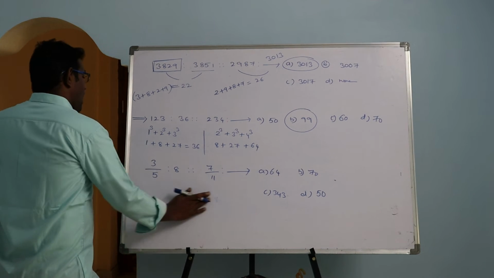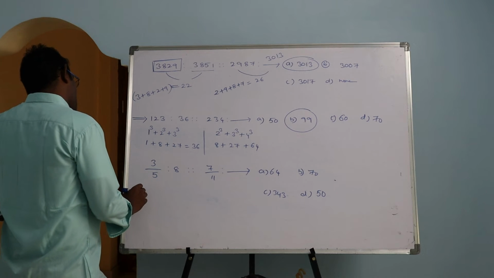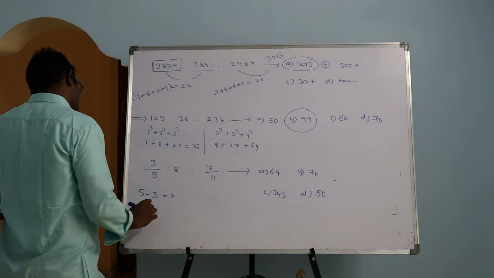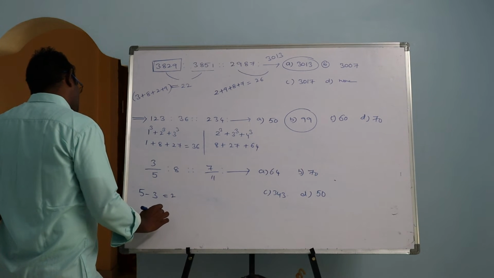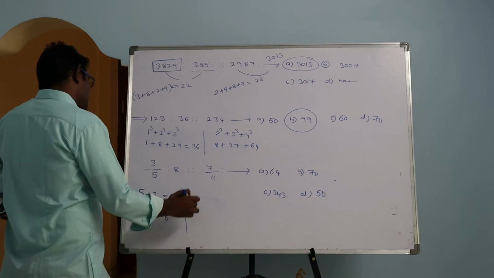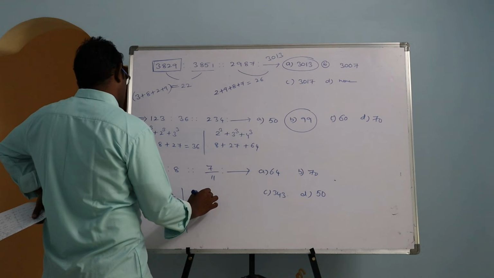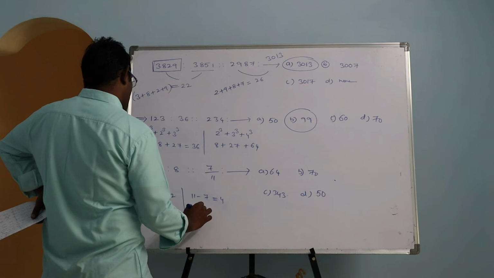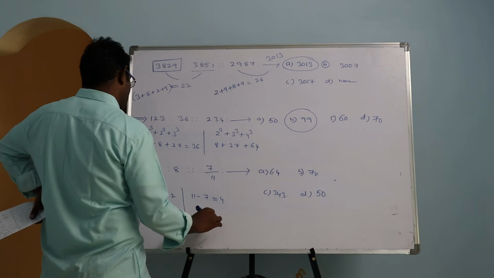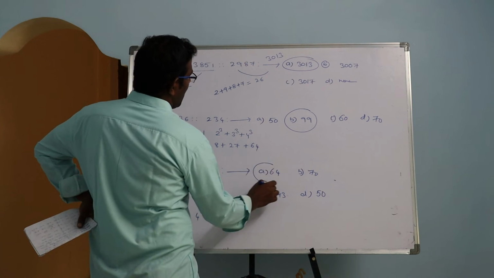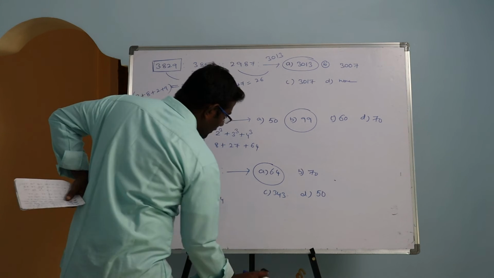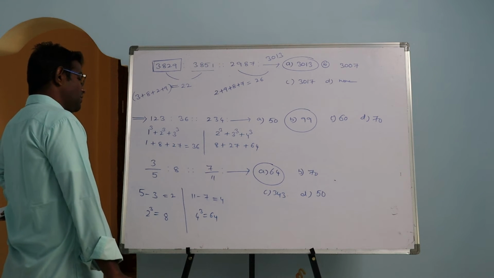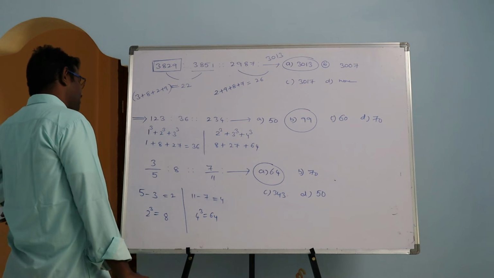How, sir? How did it happen? Nothing more. Denominator minus numerator. 5 minus 3, how much, sir? 2. What is the value of 2 cube? 2 cube means how much, sir? 8. In the same way, denominator minus numerator, 11 minus 7, how much, sir? 4. What about 4 cube? 4 cube means how much, sir? 64. 64 belongs to option A. Write it down, sir.